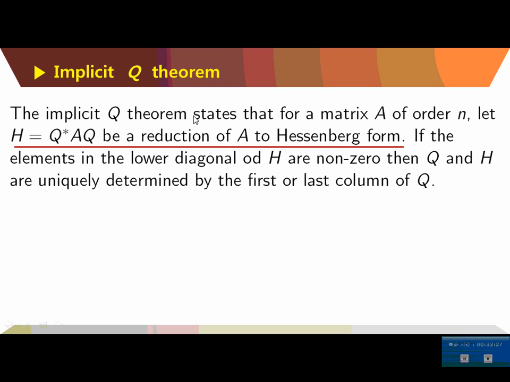Okay. The implicit Q theorem states that for a matrix A of order n, let H equal Q star A Q be a reduction of A to Hessenberg form. With those, we have a Hessenberg form. If the elements of the lower diagonal of H are non-zero, then Q and H are uniquely determined by the first or last column of Q.